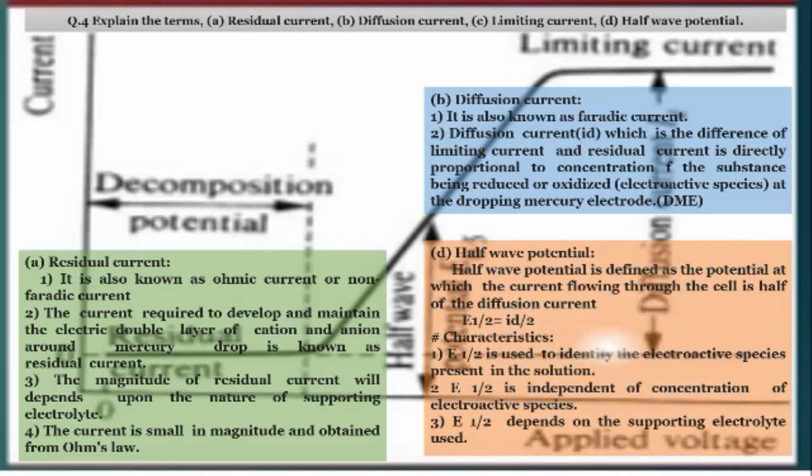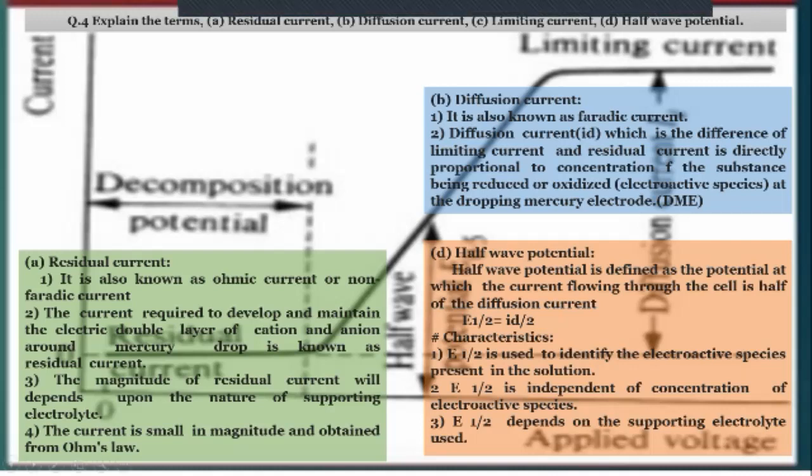Then next, half wave potential. Half wave potential is the potential at which the current flowing through the cell is half of the diffusion current, E half is equal to ID by 2. What are the characteristics of half wave potential? It is used to identify the electroactive species present in the solution. It is independent of the concentration of the electroactive species, and it depends upon the supporting electrolyte used.